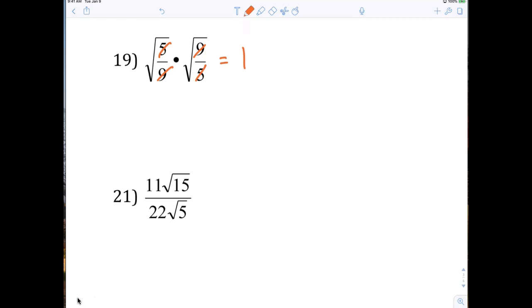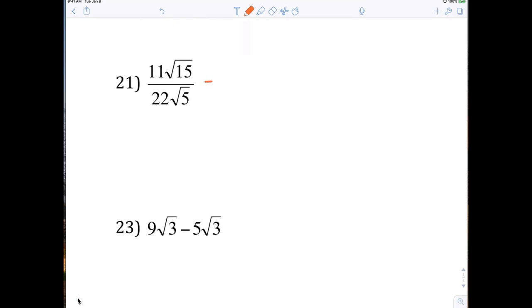All right. Now same with 21. I don't know why this is a problem, but it is. Write a fraction bar. Now, 11 over 22 reduces to what? 1 over 2. And then square root of 15 and square root of 5 reduces to what? Radical 3. Beautiful. So technically your answer is just the square root of 3 over 2, because 1 times square root of 3 is just square root of 3. If you leave it in this format, I wouldn't care.